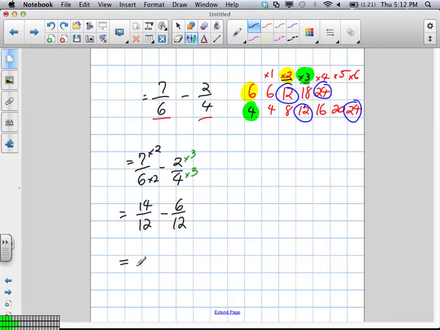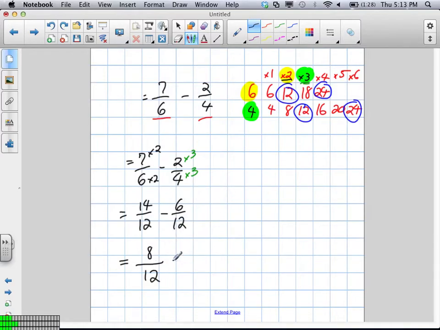What will our answer be in this case? Our denominator is still going to be 12. What will our numerator be? No, what's 14 subtract 6? Okay, let me do it this way. Oh, it's 8. Good. That's 8 over 12.